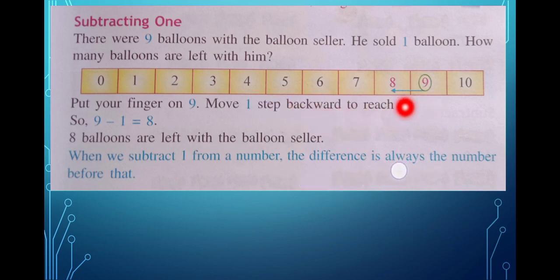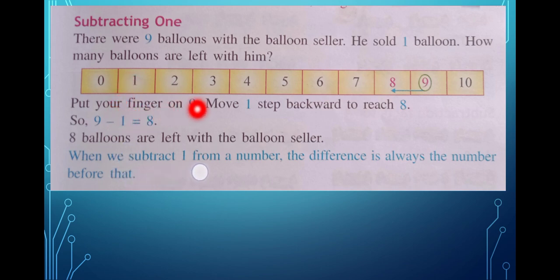1 step you have to move before the number. Okay, if 9, then before 9 is what? 8. Okay, when you are subtracting 1, you have to write the number before. 7 minus 1 will be 6, isn't it? Before 7 is 6. Before 5 is 4. Before 3 is 2. Okay, so in the same way.